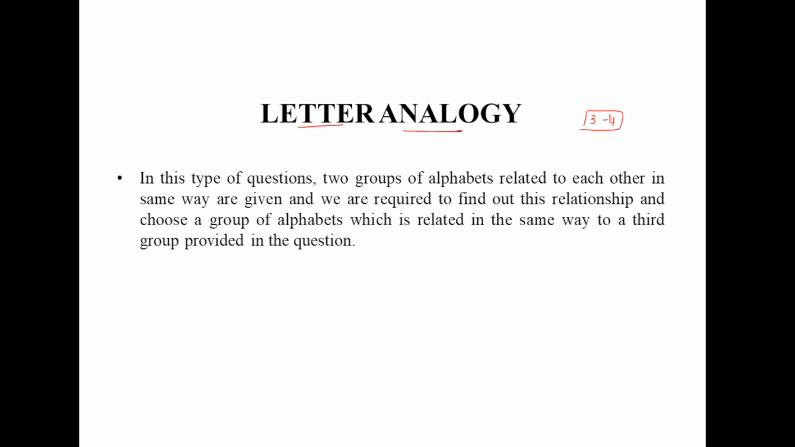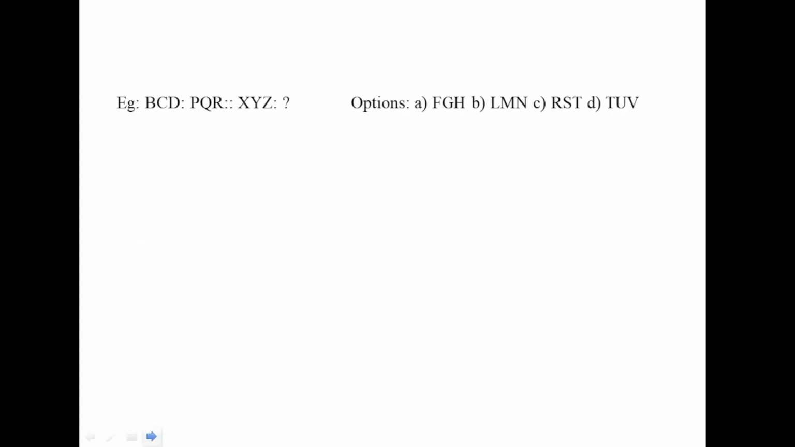In this type of question, two groups of alphabets related to each other in the same way are given, and we are required to find out this relationship and choose a group of alphabets which is related in the same way to a third group provided in the question. So this is a whole sentence. It is very difficult to understand here, so let us begin with one problem.